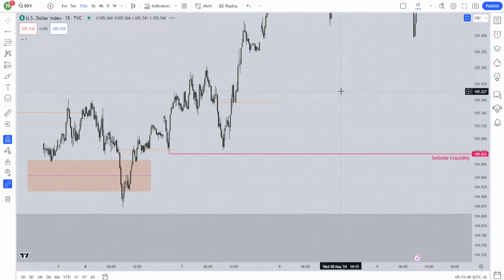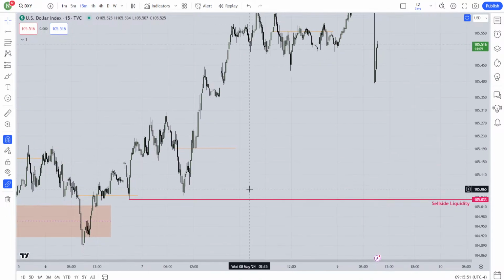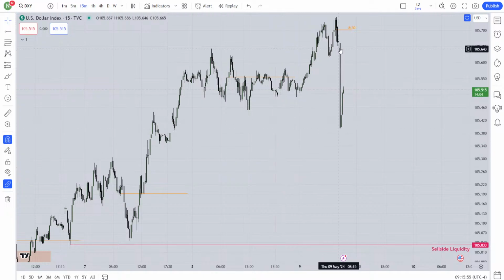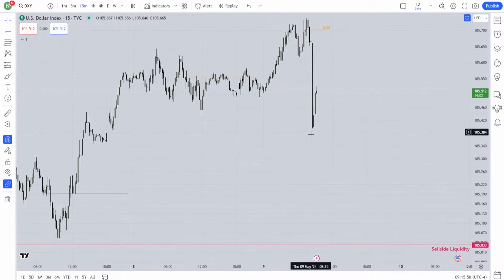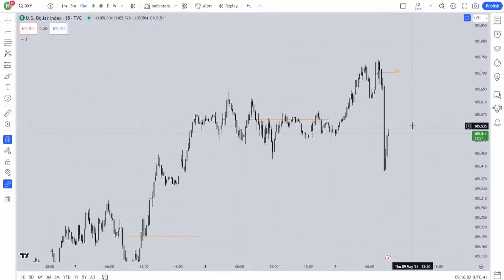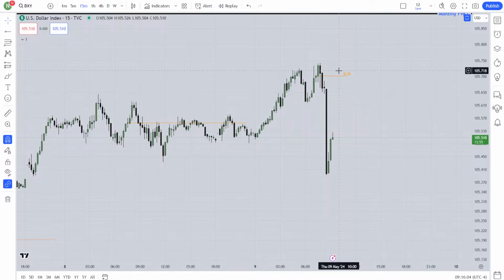Do you think market is coming over here? No, it's not clean. Market can come here, but I'm not sure because market came here. This is a news run. Market went lower, so this volume balance has traded. Now it is going actually higher.